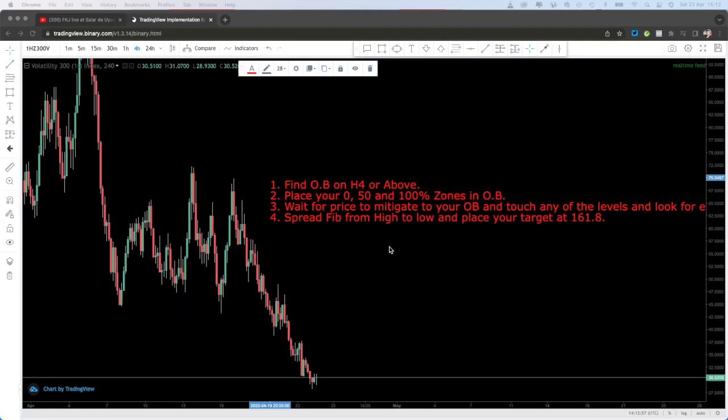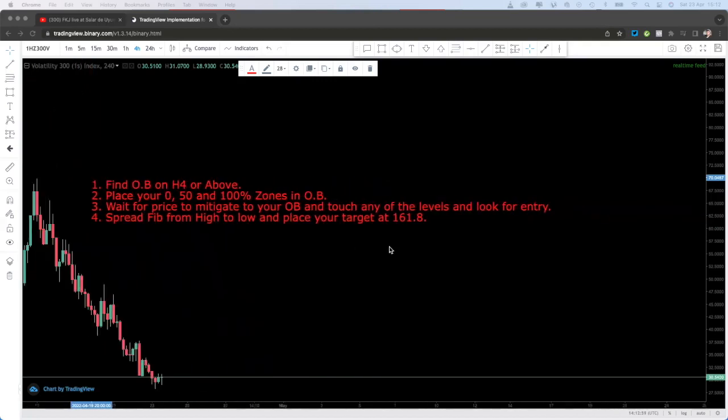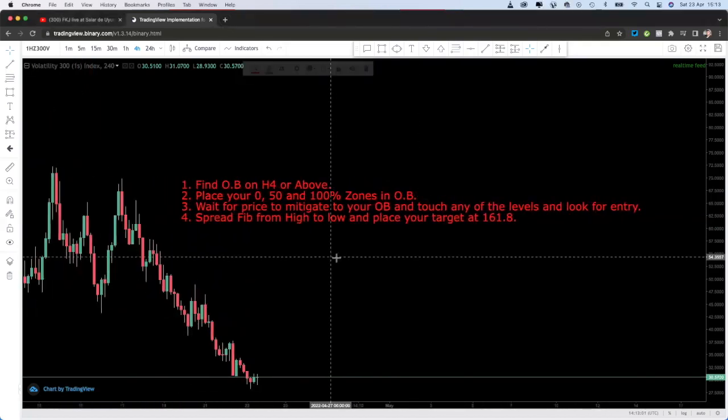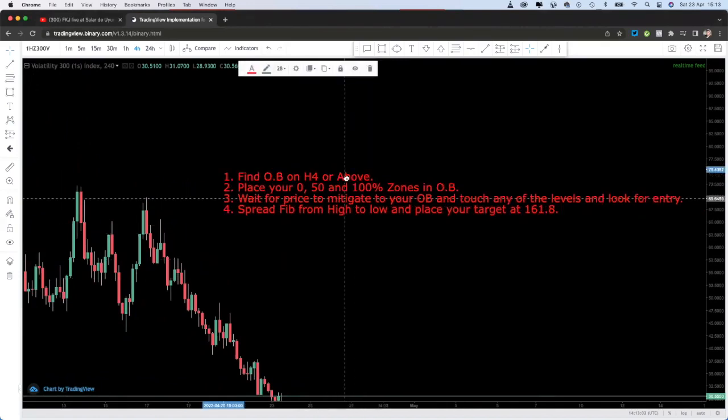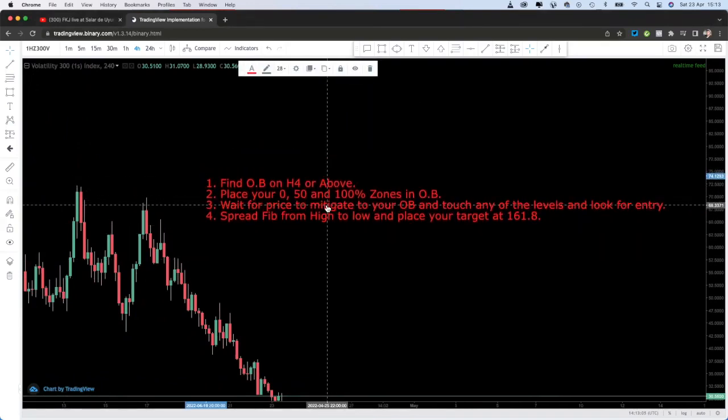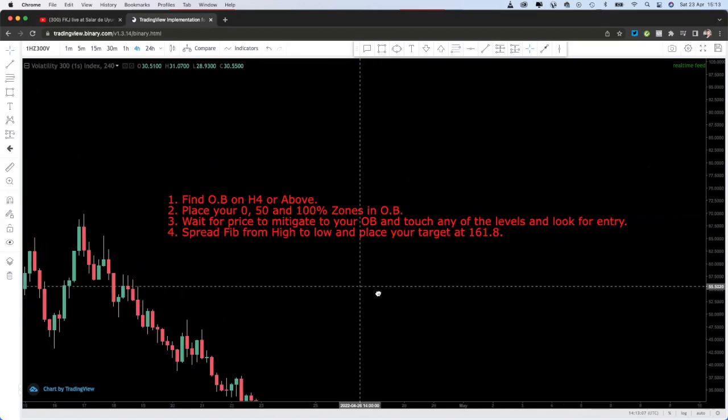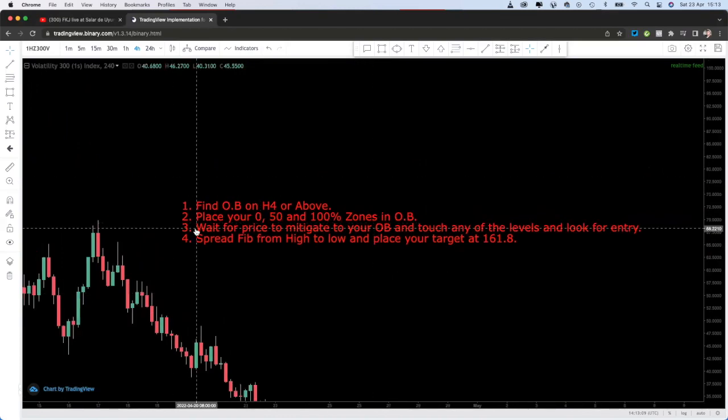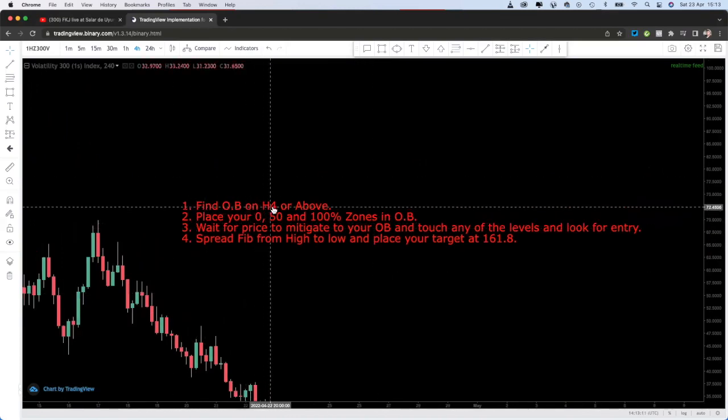Before that, I'm first going to show you the rules that I follow, the trading plan that I follow. My trading plan is pretty simple. Number one is find an order block on the H4 or above.